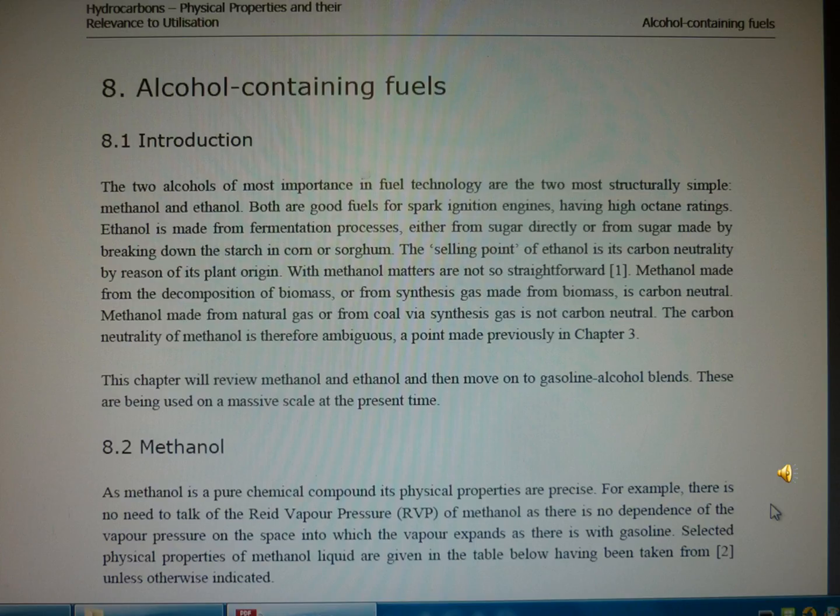Its physical properties are precise. For example, there is no need to talk about the Reid vapor pressure of methanol. There is no dependence of the vapor pressure on the speed at which the vapor expands, as there is with gasoline.